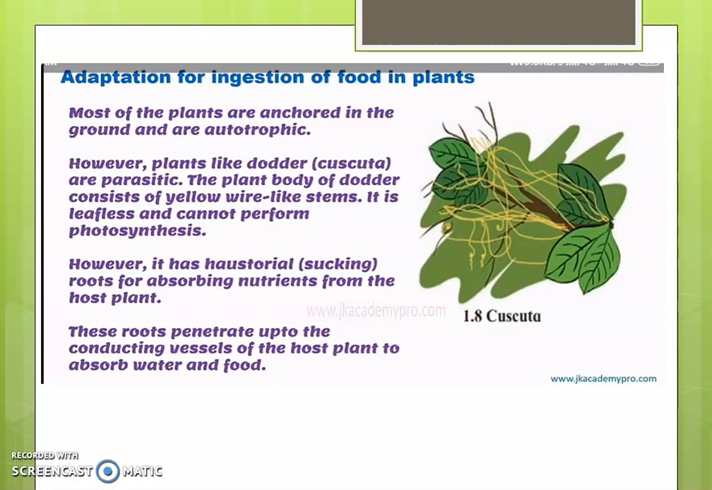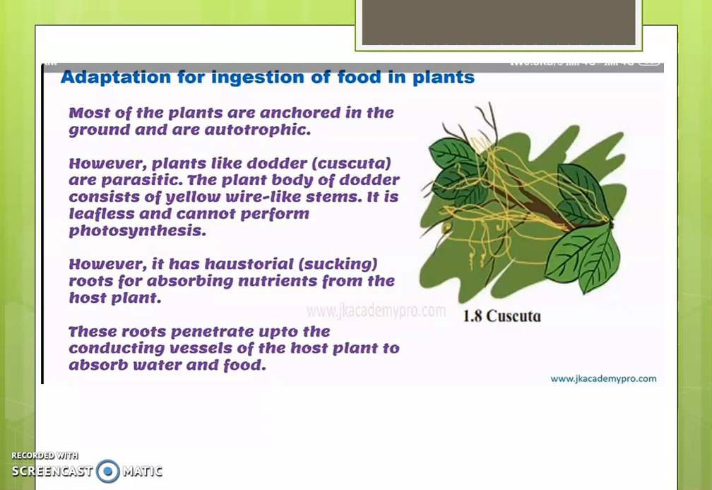Now we will see adaptation for ingestion of food in plants. Till now, we have seen that plants and trees prepare their own food with the help of photosynthesis. They prepare their food with the help of soil, water, sunlight, and carbon dioxide. But there are some plants which do not prepare their food at all. They depend on other plants or trees for the food. So let us read this information.